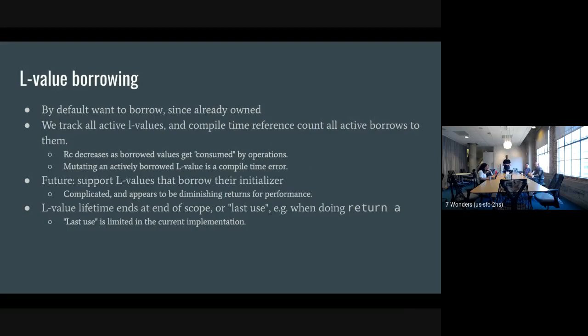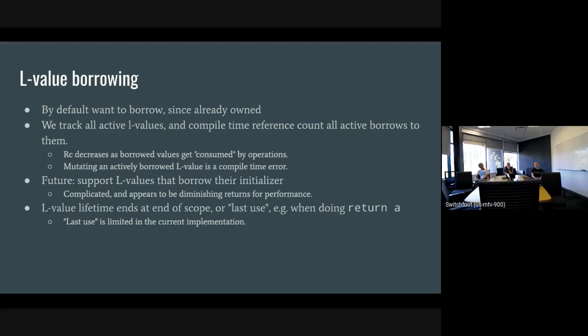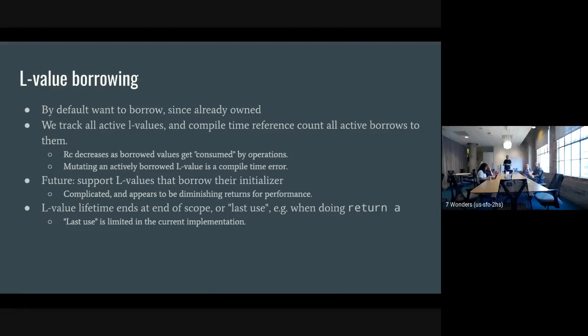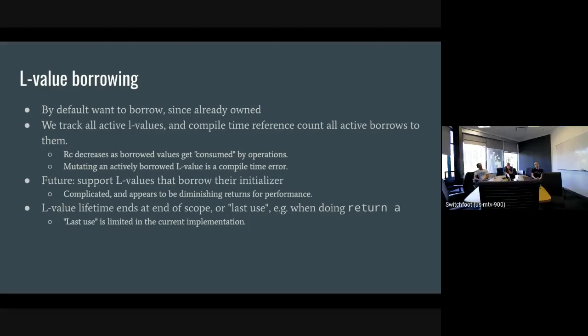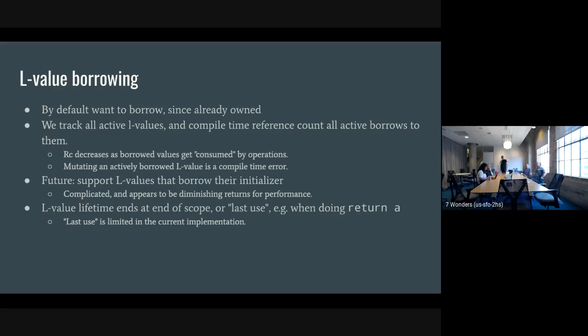In the future, we may also want to support L values that are borrowing just their initializer. Turns out that makes the algorithm a ton more complicated, and it's kind of diminishing returns in performance in terms of how often that is reducing the amount of runtime reference counts. So I haven't done it so far, and I might never do it. It seems to work pretty well so far.